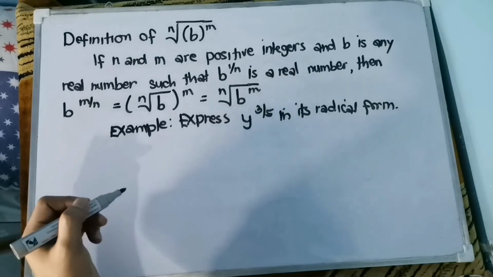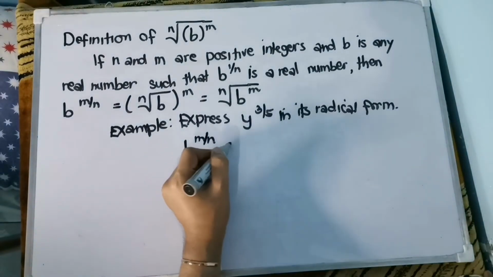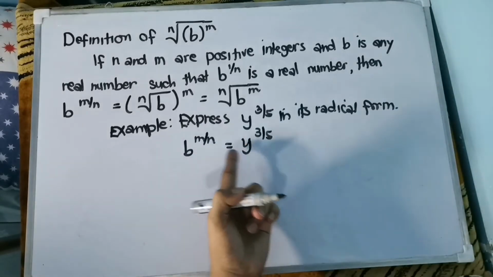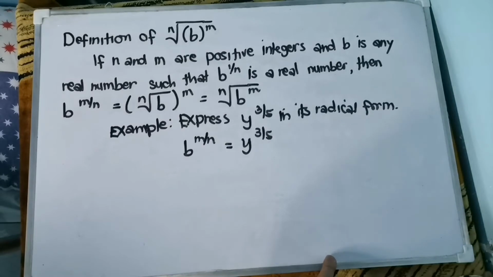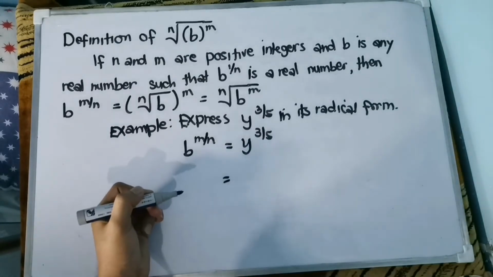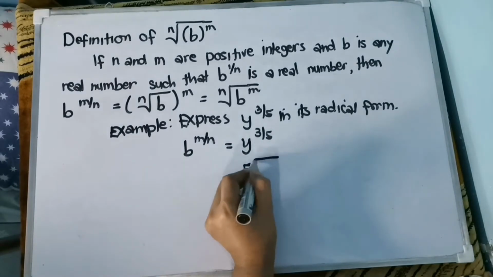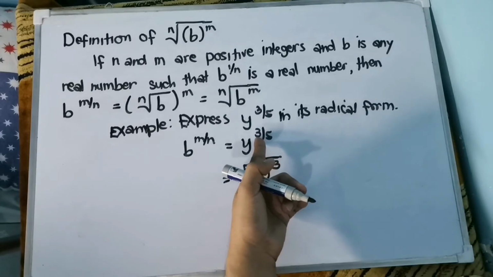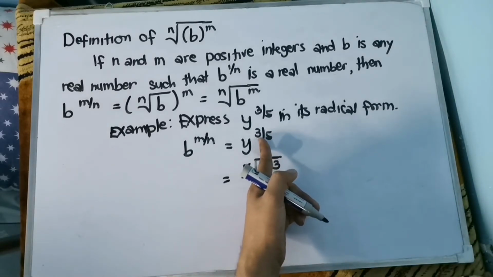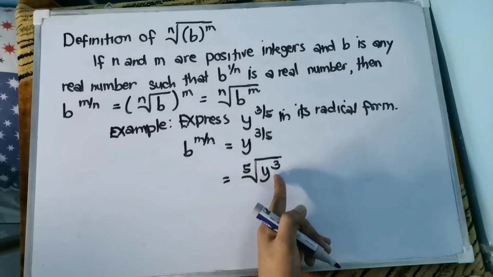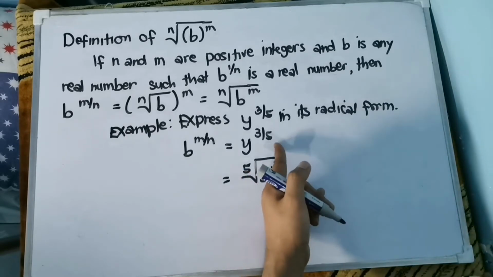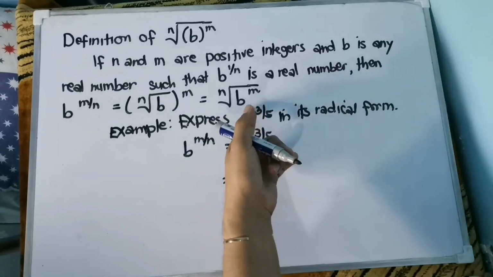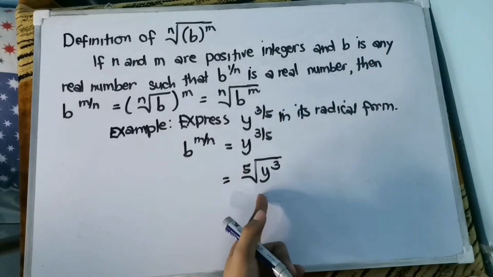So that is in the form of b raised to m over n equals y raised to 3 over p. So when we say b, that is y, m is 3, and n is p. This will give us an answer of the p-th root of y cubed. Wherein the numerator of our rational exponent, or the exponent that is a fraction, becomes the exponent of the radicand, and the index is the denominator of our fraction exponent. So again, when we express y raised to 3 over p in its radical form, it will become the p-th root of y cubed.